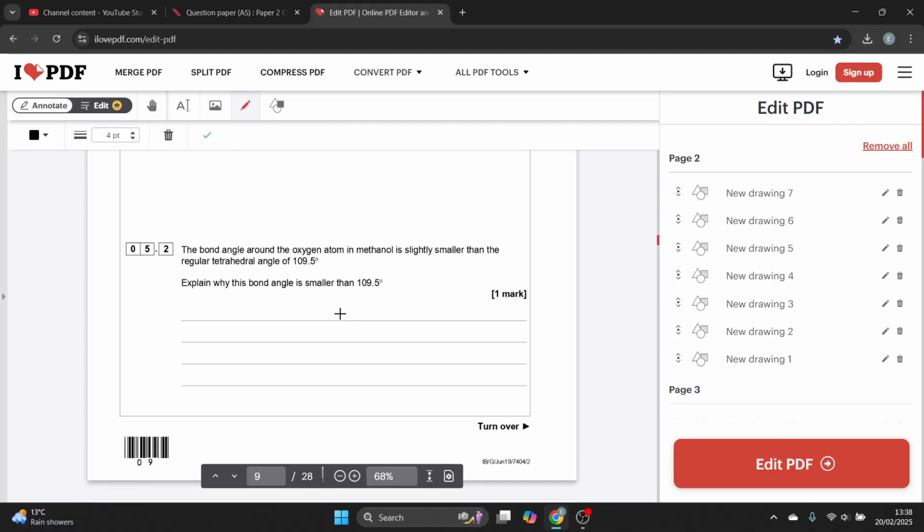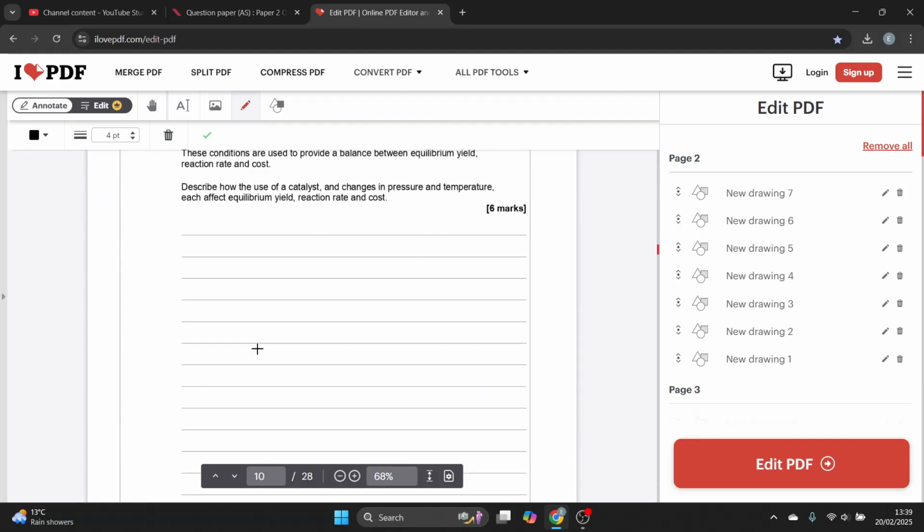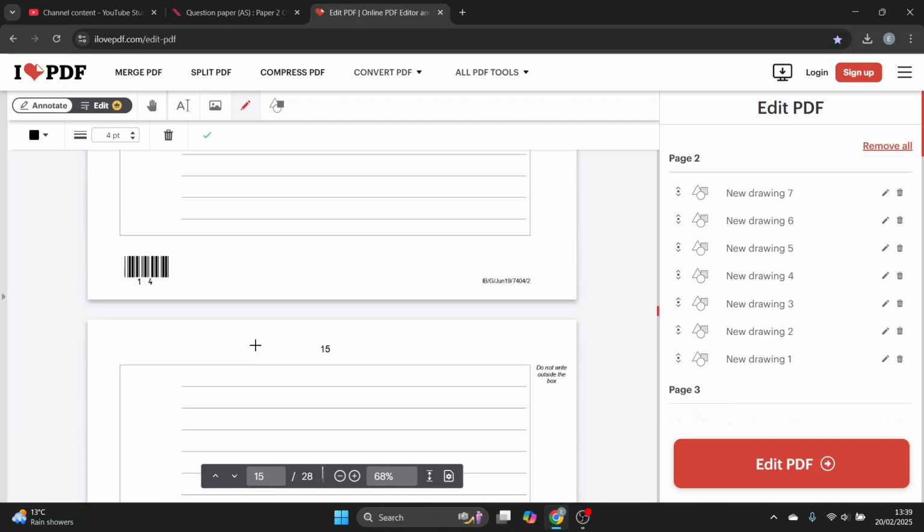While this bond angle is smaller than 109.5 degrees, lone pairs have greater repulsion than bonding pairs. Okay.